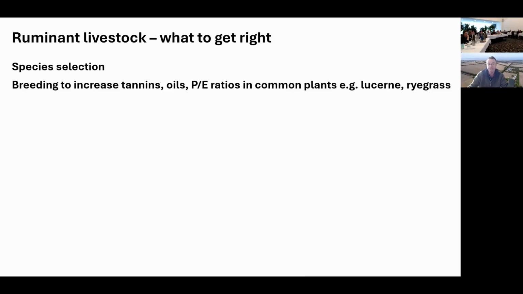There's a bit around species selection that's going on at the moment. A number of the companies now are breeding to increase a few things called tannins and oils, or lipids, that are in the plants that you've got. Both tannins and oils will lower emissions coming out of the animals by reported around about that 10 to 20% mark. And I'll show you a few of those in a tick. They're also doing quite a bit of work on trying to balance up a bit more the protein to energy ratios in common plants like subclover, lucerne, ryegrass and stuff like that.